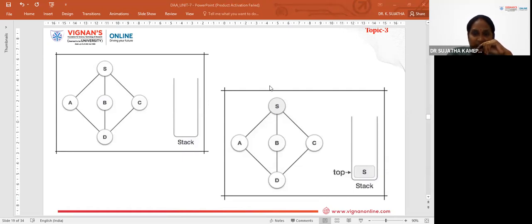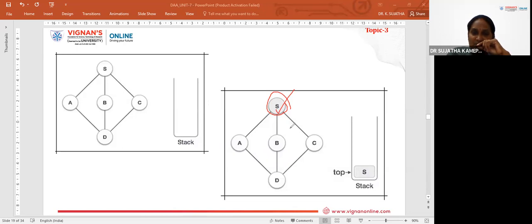So first we need to initialize the stack. Later, in the second step, we are going to select the root vertex or the initial vertex. Now here we are selecting the initial vertex as S. So we need to mark S as visited and put it onto the stack.